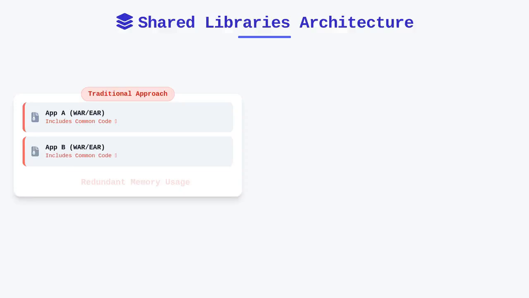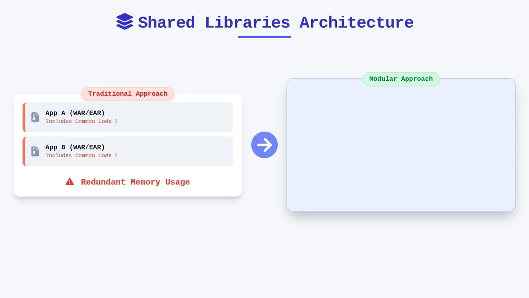Shared libraries represent an architectural decision to move common code outside the application artifact, such as an EAR or WAR file. When you deploy these libraries independently, you reduce the physical size of your business applications and promote a more modular structure within the WebLogic ecosystem.